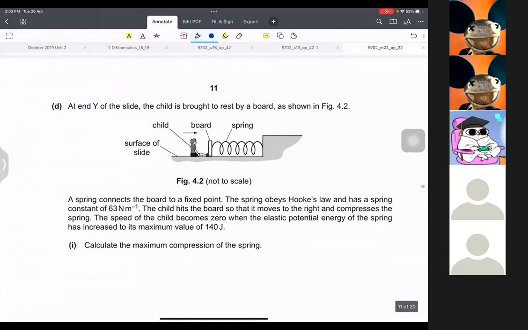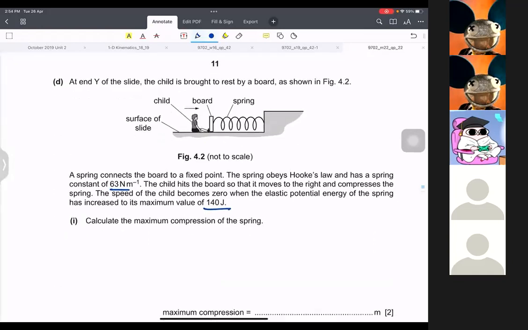Now, then it says at the end, the child is brought to rest by the board. Okay, I understand. Now, the spring connects the board to a fixed point. The spring obeys Hooke's law and has a spring constant. The child hits the board as it moves right and compresses the spring. The speed of child becomes 0. And when the elastic potential energy of the spring has increased to maximum 140, calculate the maximum compression of this spring. It's very easy.